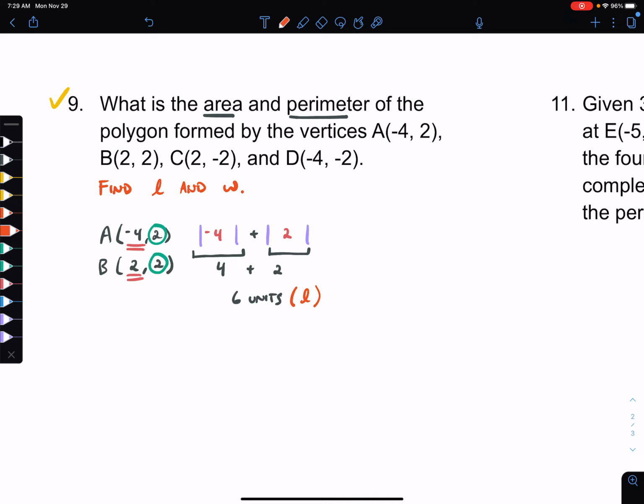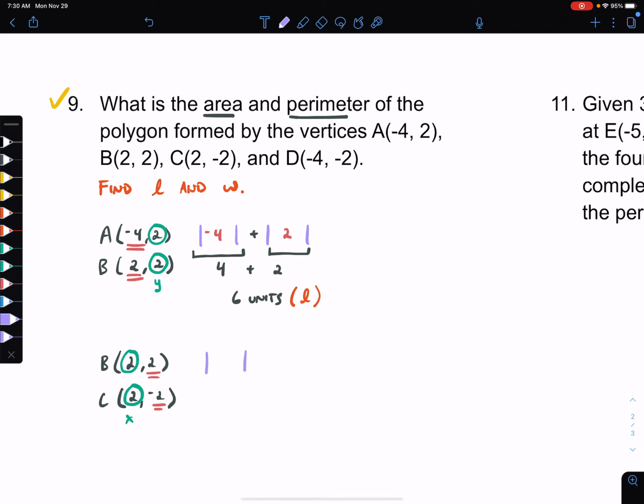Those are the y's matched here. So let's see if we can find 2 points that have matching x's. Looks like B and C have matching x's. So for B, I know we have 2, 2. We already used that. And for C, we have 2, -2. So if we found matching y's before, we can use matching x's here to find the other dimension. And so we can find the distance between this 2 and -2.